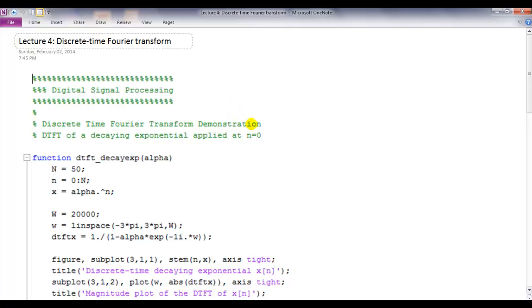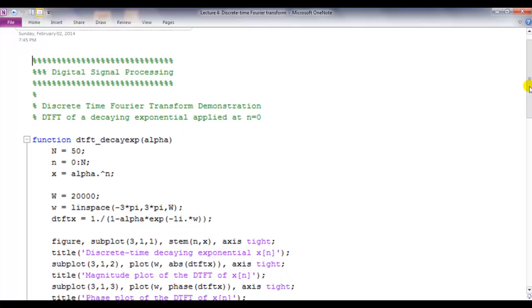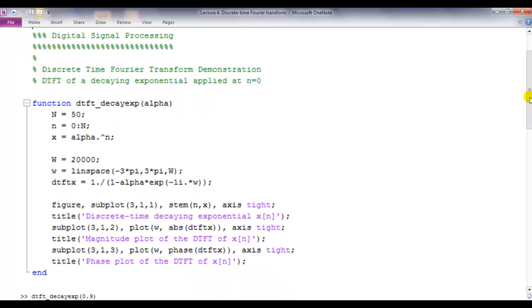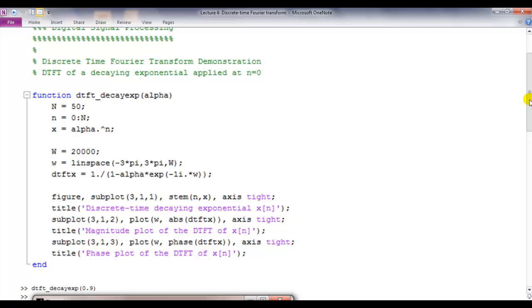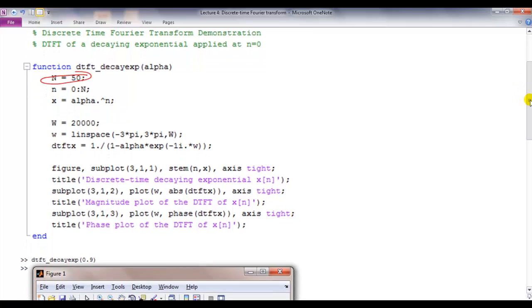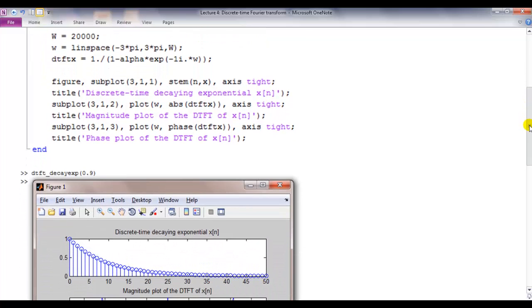So I'm going to demonstrate this Fourier transform. I wrote a little function. You can write that in your own case too, where I'm only plotting the first 50 samples. Okay. And in this function you pass in the value of alpha, and it basically just plots the magnitude and phase of the Fourier transform. So let's try to reason about these Fourier transforms.